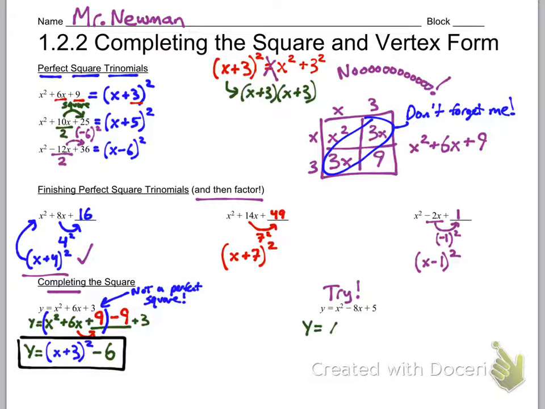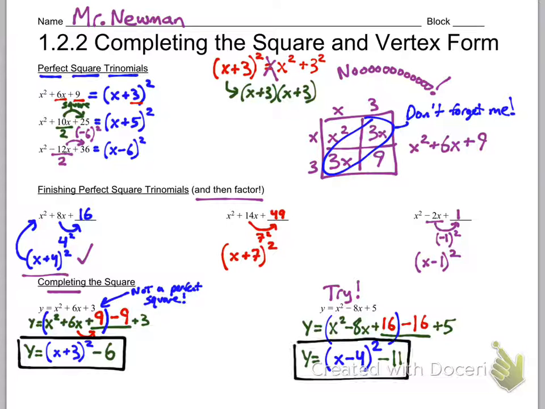All right, did you get it? Let's find out. I drew a big blank here. Half of negative 8 is negative 4. Negative 4 squared is 16. But I'm also going to subtract 16 so that I technically add nothing to the equation. And we put that in parentheses, so we get y equals x minus 4 squared minus 11. That is completing the square. That is called vertex form.